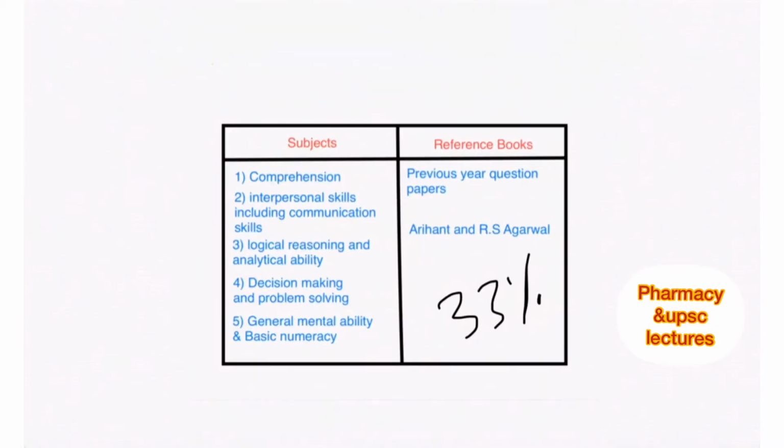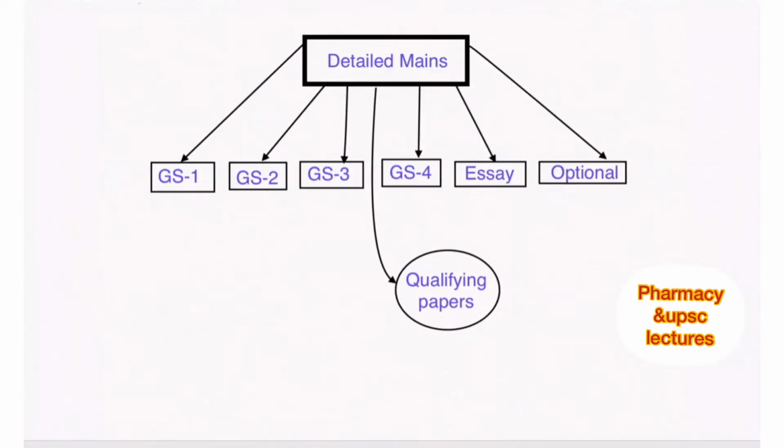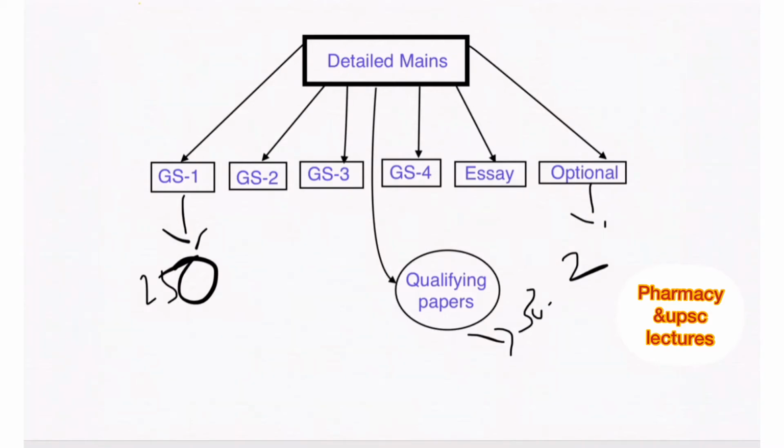Next, when it comes to the detailed mains, we are having 9 papers: GS1, GS2, GS3, GS4, essay. In optional, we have 2 papers and 2 qualifying papers. Each paper is of 250 marks, except qualifying papers, each paper is 300 marks.